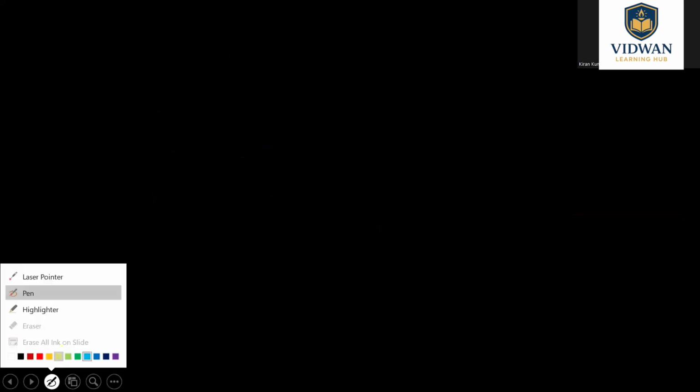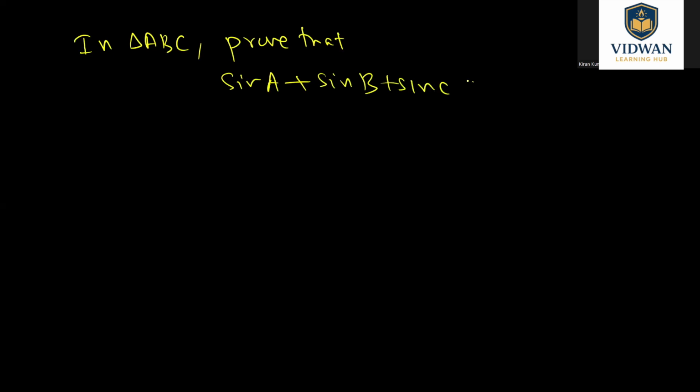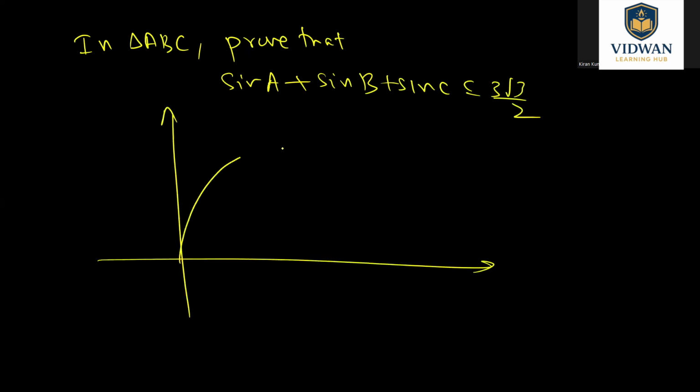So as an application, suppose there is a trigonometric question like this. In triangle ABC, prove that sin A plus sin B plus sin C is less than or equal to 3 root 3 by 2. So for this type of problem, you know the sin x graph will be like this between 0 to pi. And why did I take only 0 to pi? Because the angles of a triangle will lie between 0 to pi only. So take any 3 points on the graph.